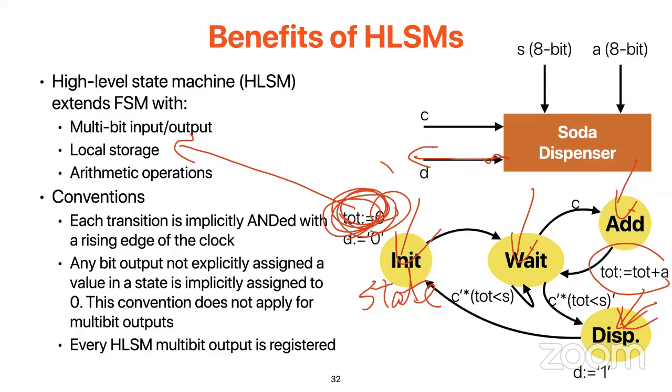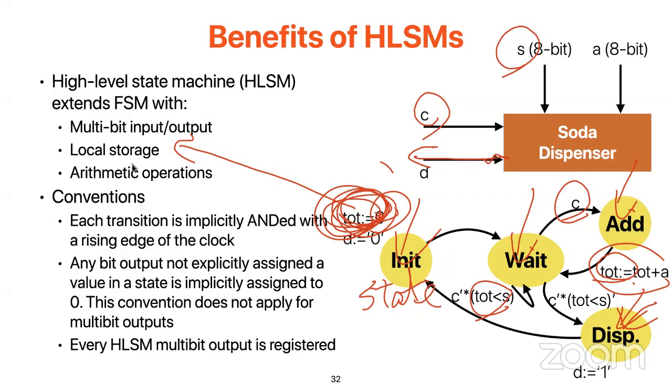Okay. So, the high-level state machine, right? We have the local storage, which does not exist in the finite state machine. The other thing is, if you look at the state transition diagram, your state transition can have more complex scenarios, where you not only have the signal C, you also have the signal S, right? In our finite state machine, we only transition the state based on a single input.